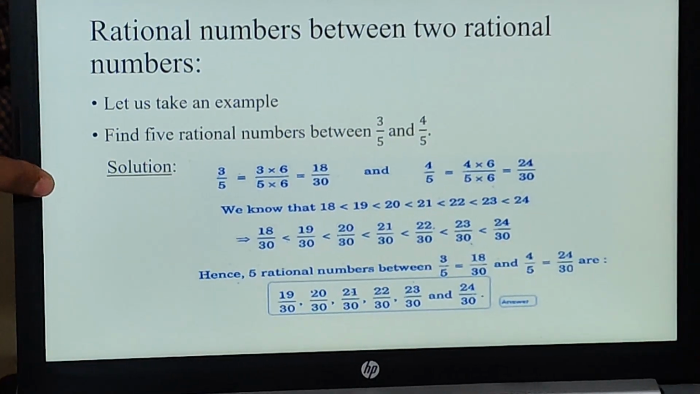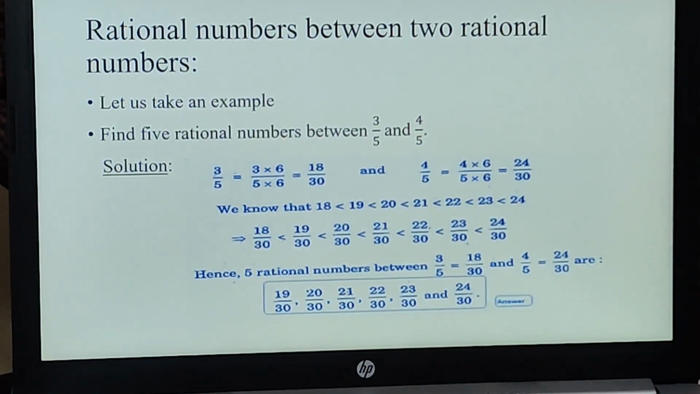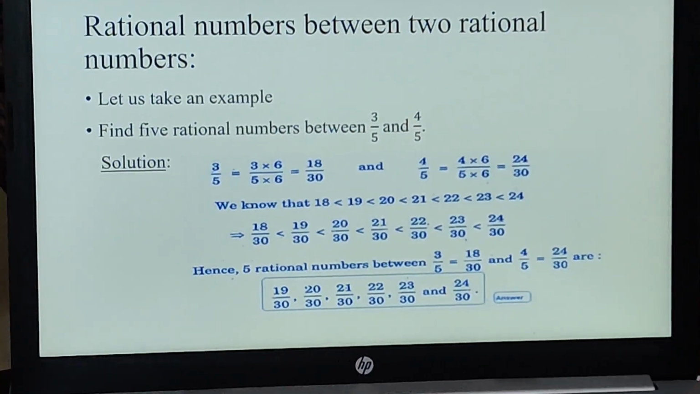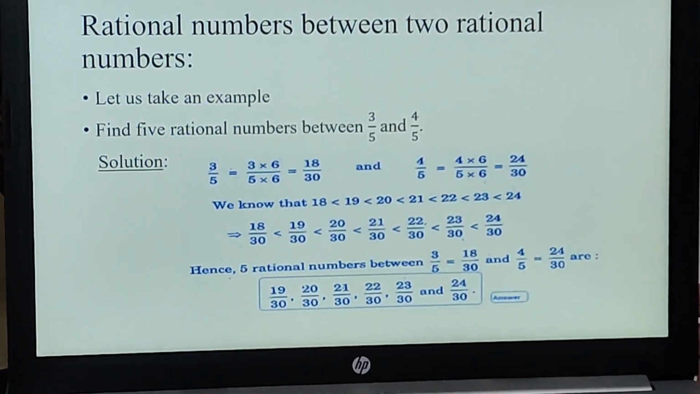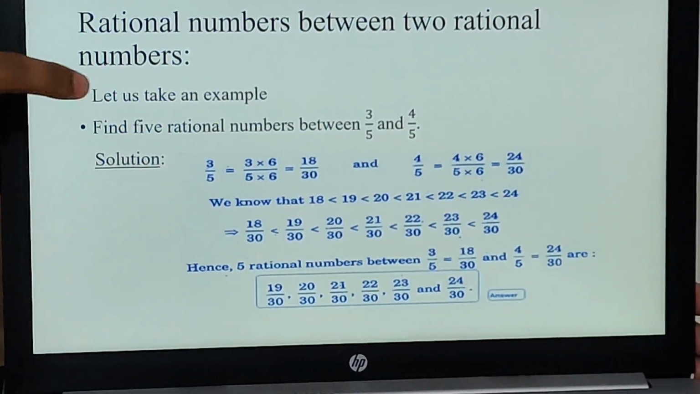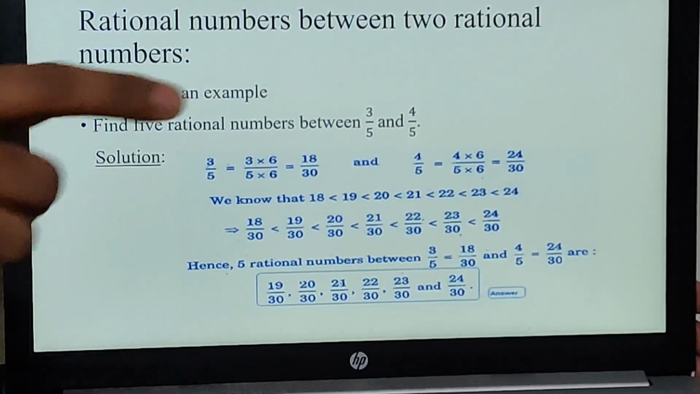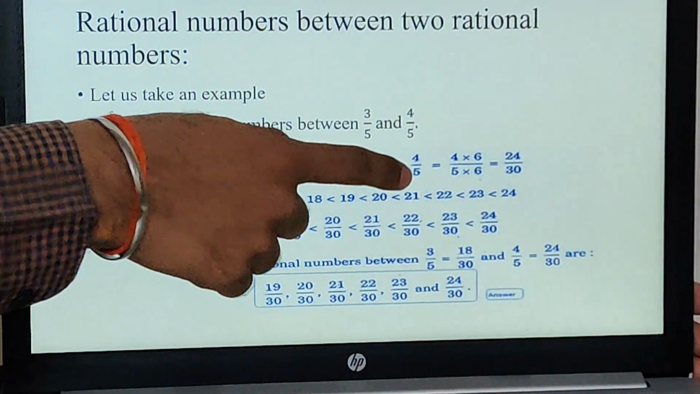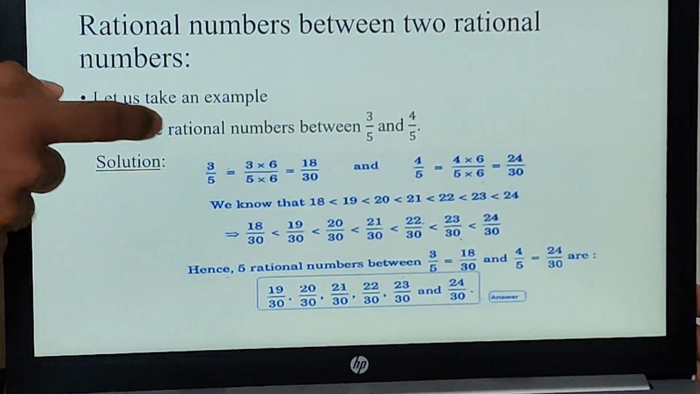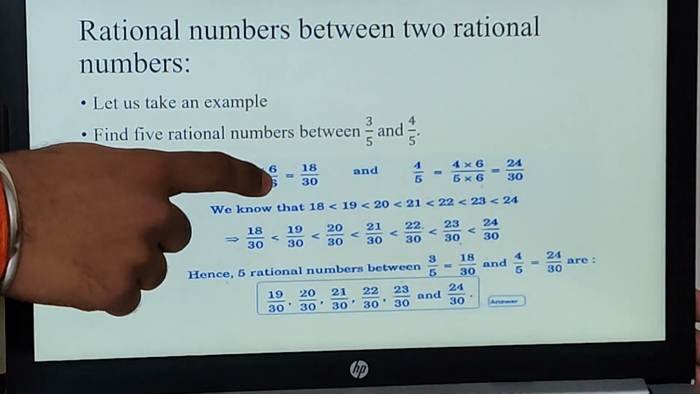So what is the method? Look here, 3 by 5, 4 by 5. How many numbers do we need to find? 5. So we will add 1 to the count of numbers we want to find. Suppose we need to find 5 numbers. So we will add 1, it will make 6. So for 3 by 5 and 4 by 5, we will multiply the numerator and denominator of each with 6.